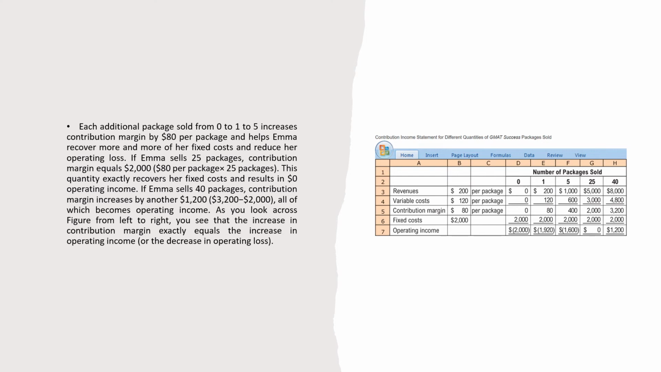And that quantity exactly recovers her fixed cost. So that's her break-even point. We'll talk about that later. If Emma sells 40, her contribution margin will increase another $1,200, all of which becomes operating income. So as you look across the figure from left to right, you see that the increase in contribution margin exactly equals the increase in operating income, or decrease in loss. So this is what we want to take a look at.